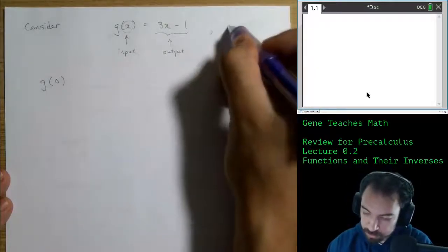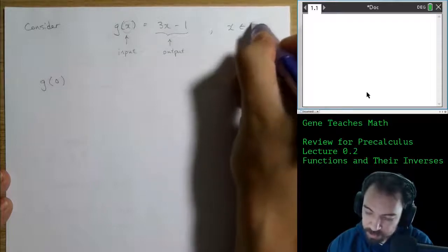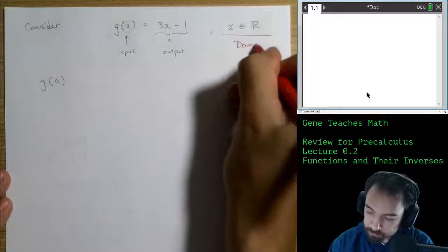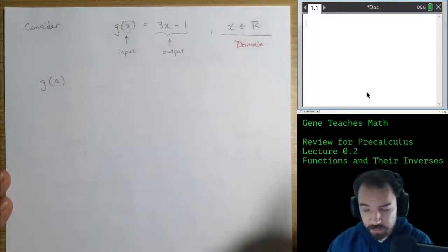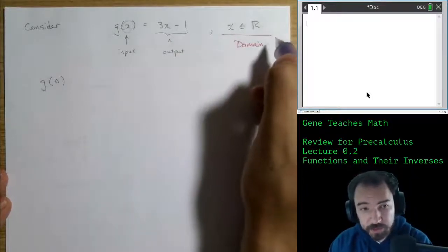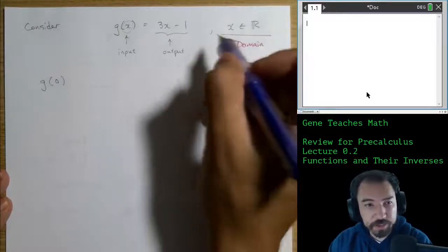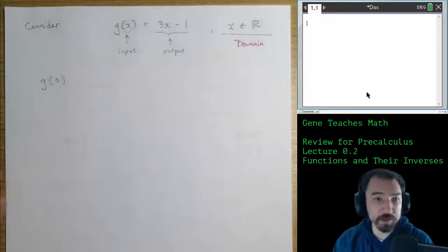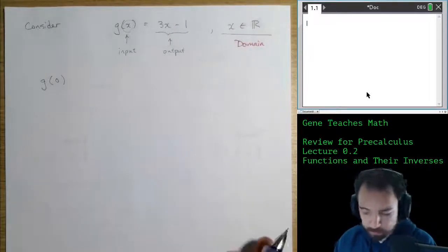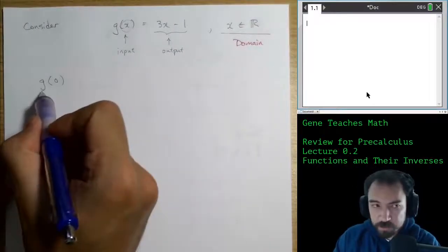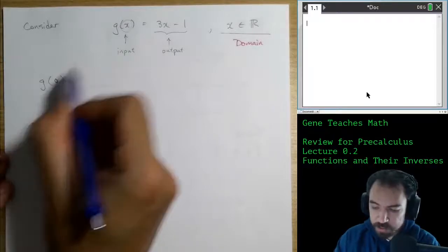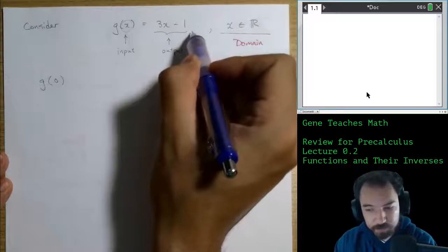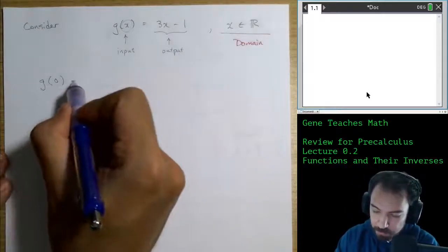So we can write that x is an element of the set of real numbers, and this is going to be the domain. And oftentimes, if you don't specify anything, then it's assumed that x can be any value that you could evaluate this expression for in a legitimate way. Okay? So if I do g of 0, that means I will use 0 for the value of x, which means I have to use 0 for every value of x that appears. So that'd be 3 times 0 minus 1.